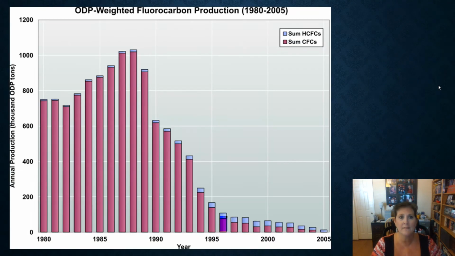All right. Here's another graph. Sorry about the dog. Here's another graph showing how in pink we have our CFCs and how they go down dramatically in production in the 90s and the 2000s.